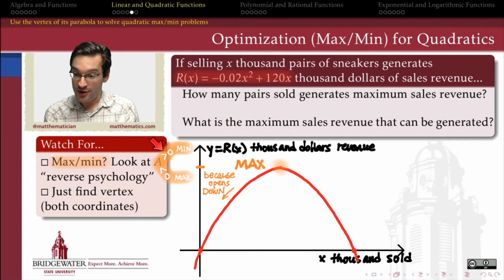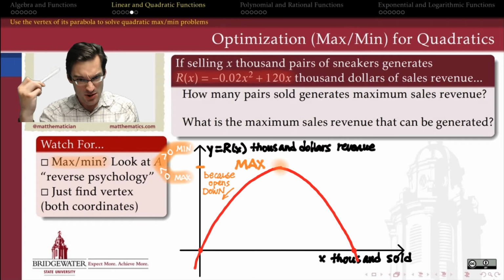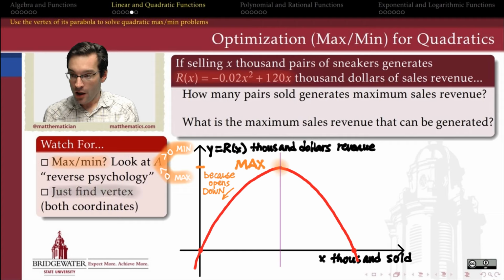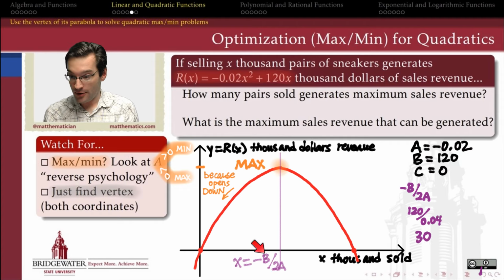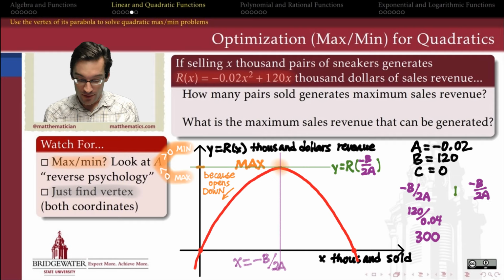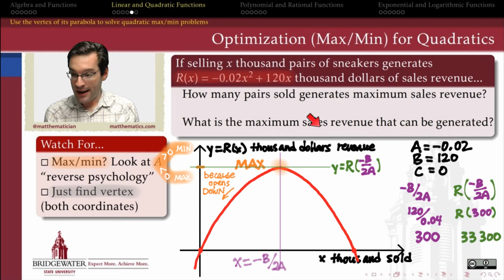When a is positive, the vertex is a minimum, which is a little bit reverse psychology. All I need now to do is find the vertex. The x value of the vertex, again, can be found in standard form at minus b over 2a, which in this example is going to give me 300.